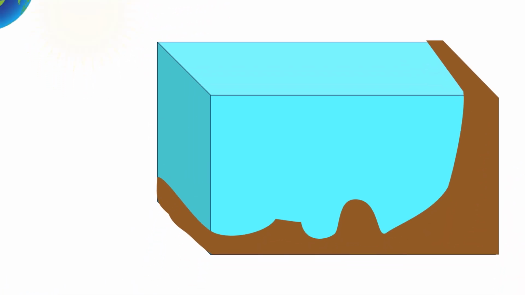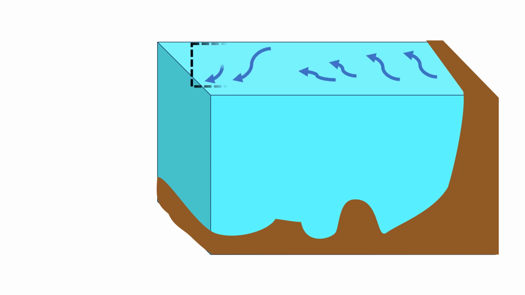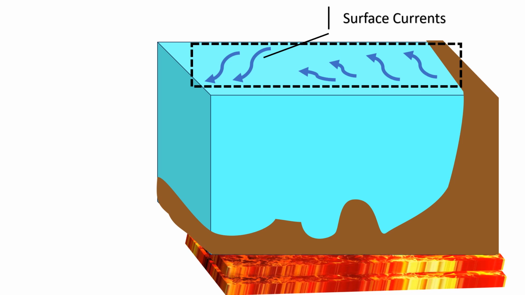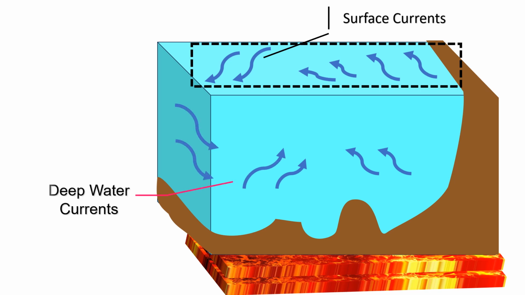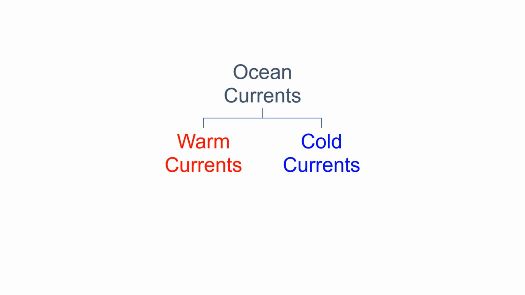Besides the sun, the earth's rotation and the prevailing winds too influence ocean currents. And the less conspicuous is the volcanic activity under the ocean floor. It too determines deep ocean currents. Ocean currents can be identified as warm currents and cold currents.